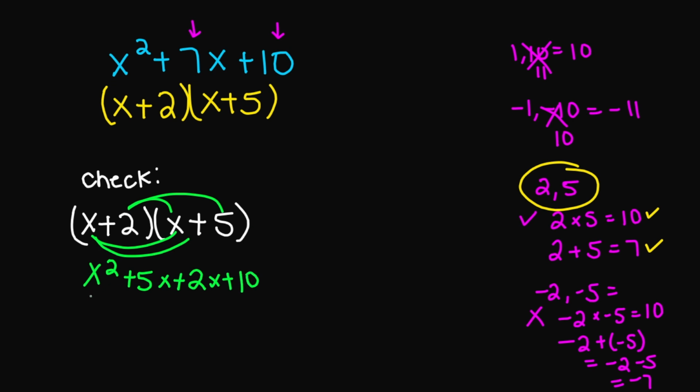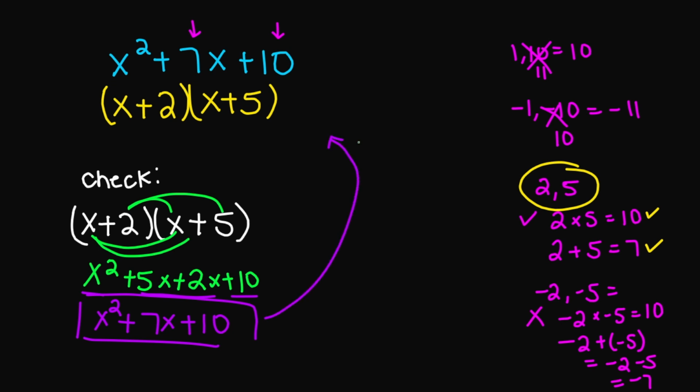So then we have x squared, which is right here, plus 5x plus 2x. This is going to give me 7x, and then plus 10. And as you can see here, I cannot factor any further. So when you check your answer, it's supposed to take you back to your original problem on top.